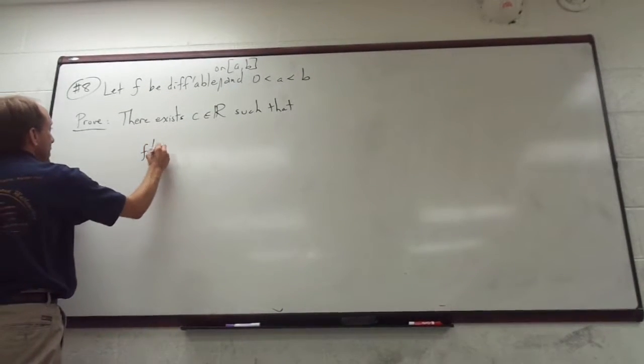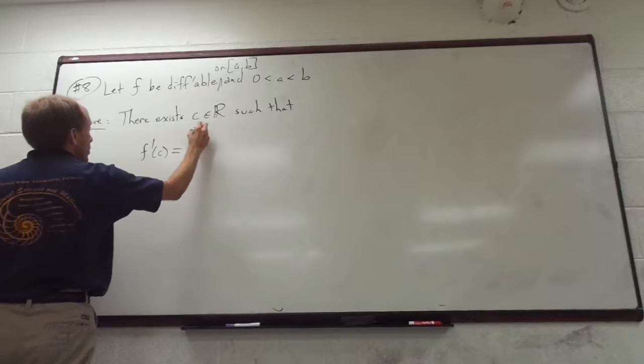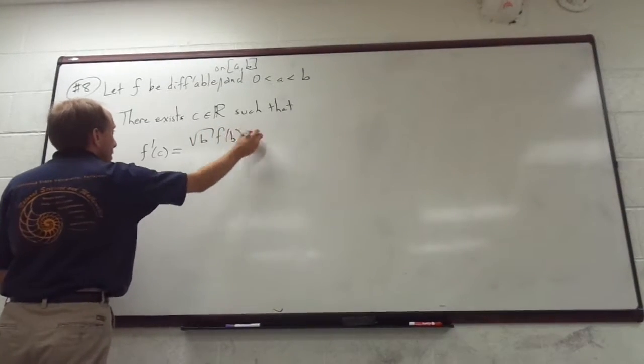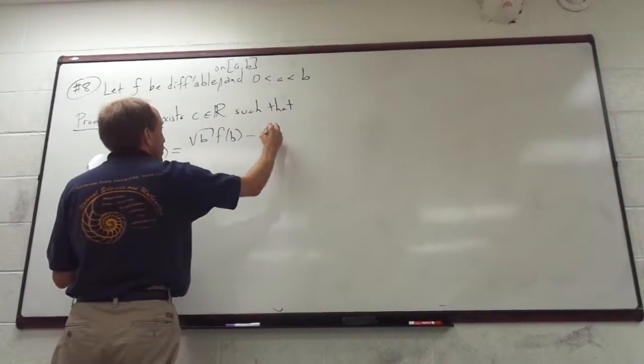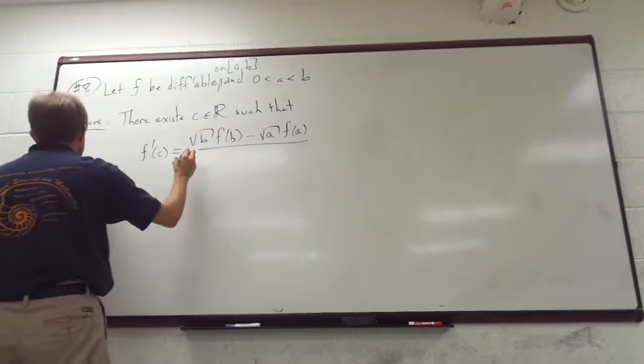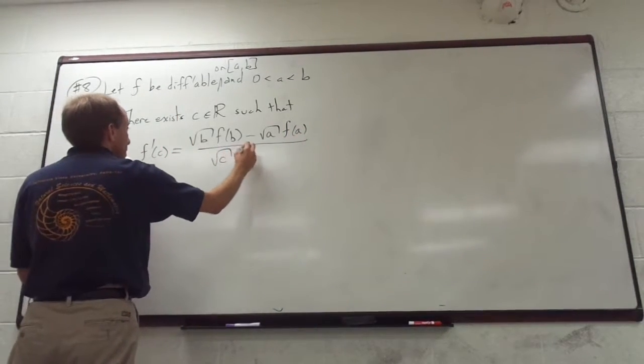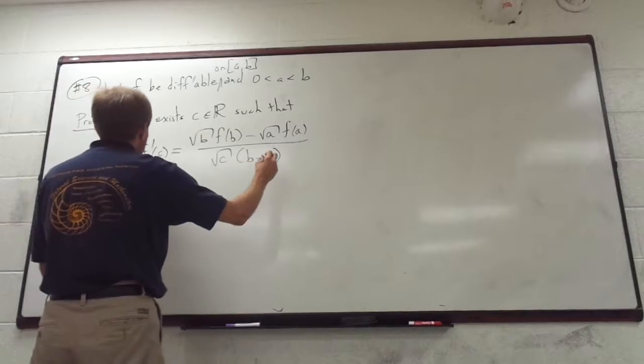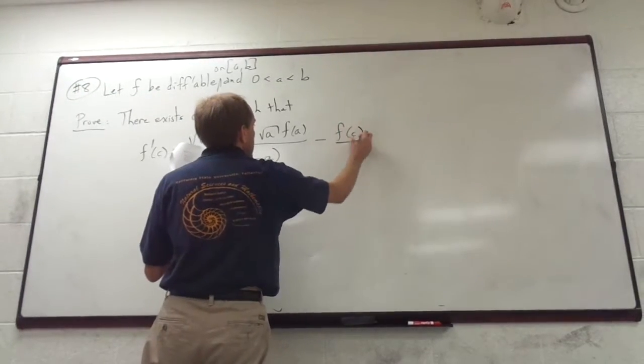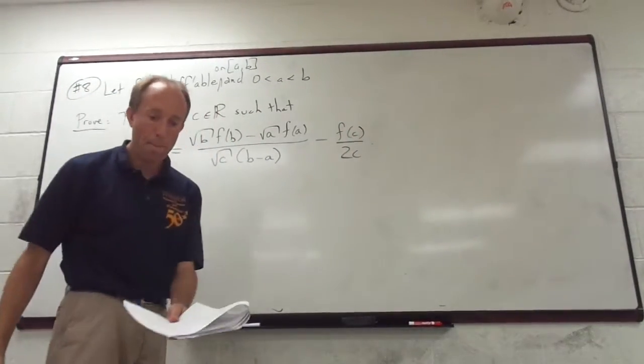f prime of c is equal to the square root of b times f of b minus the square root of a times f of a all over the square root of c times the quantity b minus a, and then minus f of c over 2c.